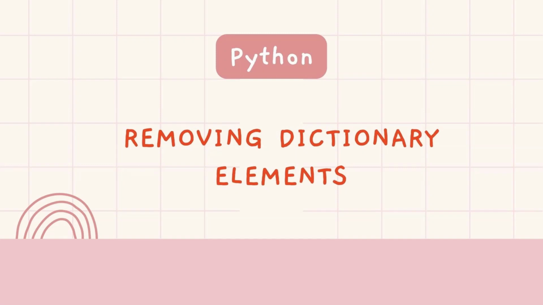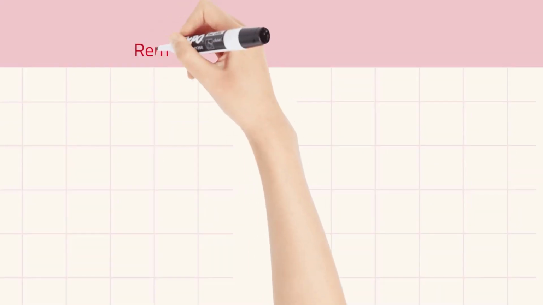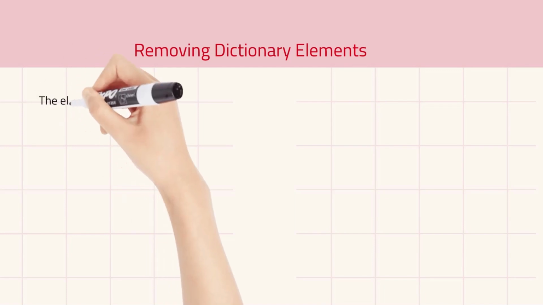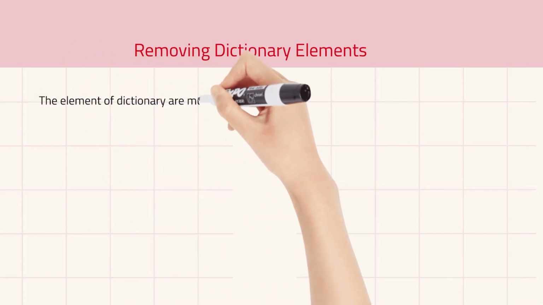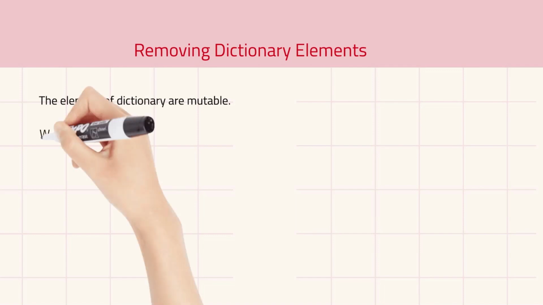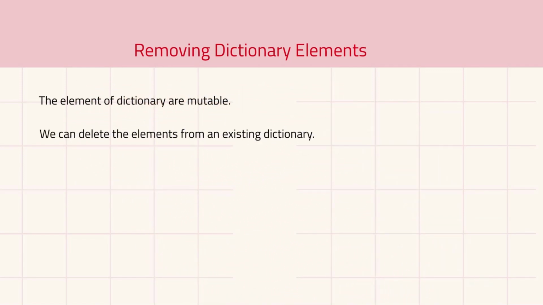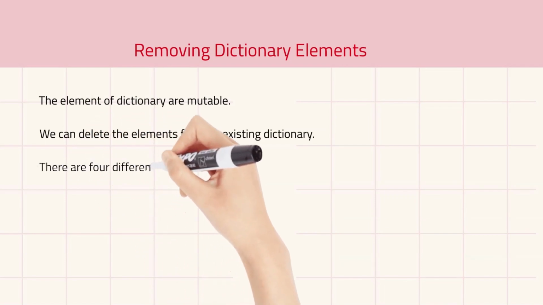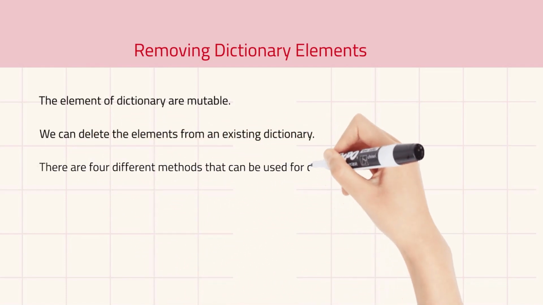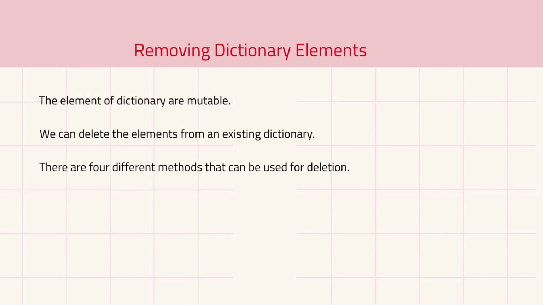In this video we will discuss the different ways of deleting the elements of a dictionary. The dictionary is a mutable class. We can delete the elements from a dictionary. There are 4 different ways that can be used for element deletion in a dictionary.